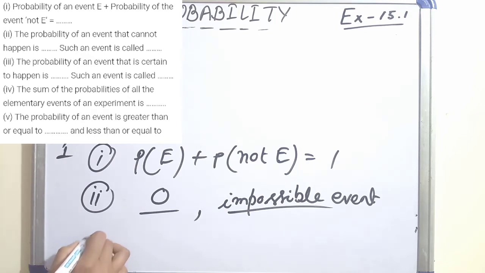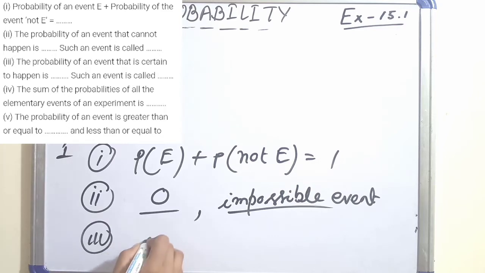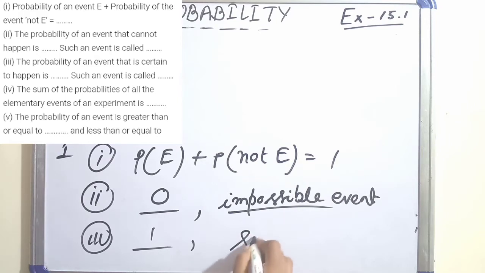Now next, the probability of an event that is certain to happen is 1. That means the probability of an event that is sure to happen is 1, and such an event is called a sure event or certain event.